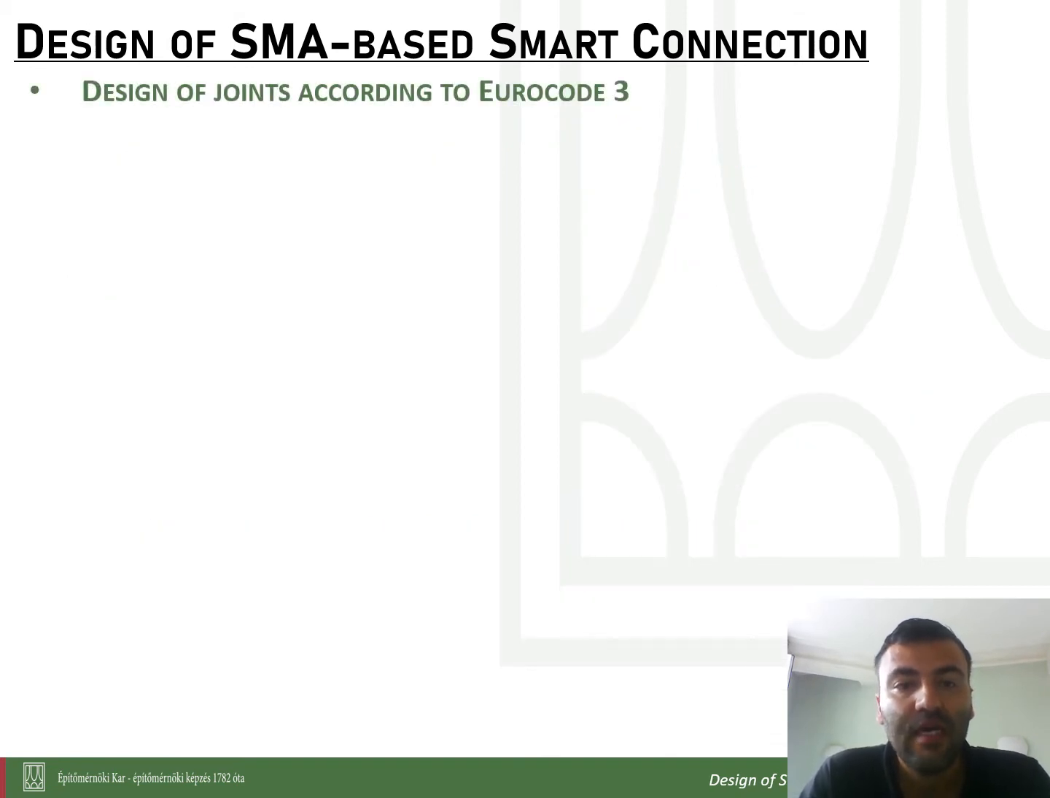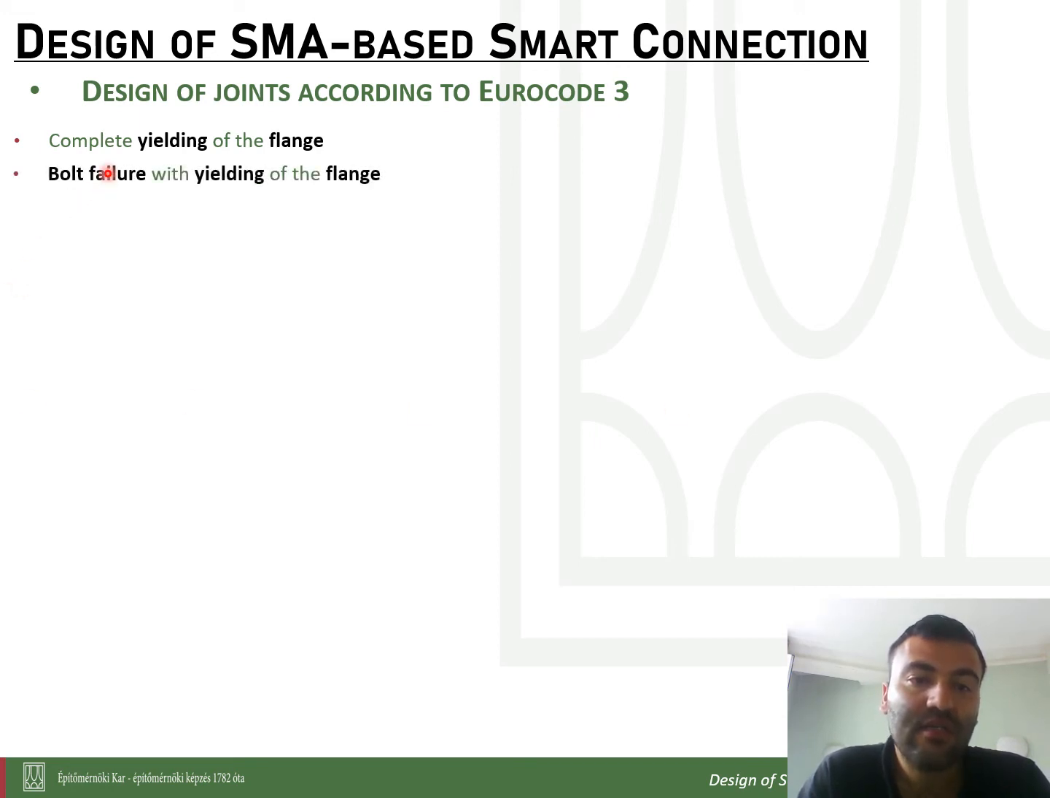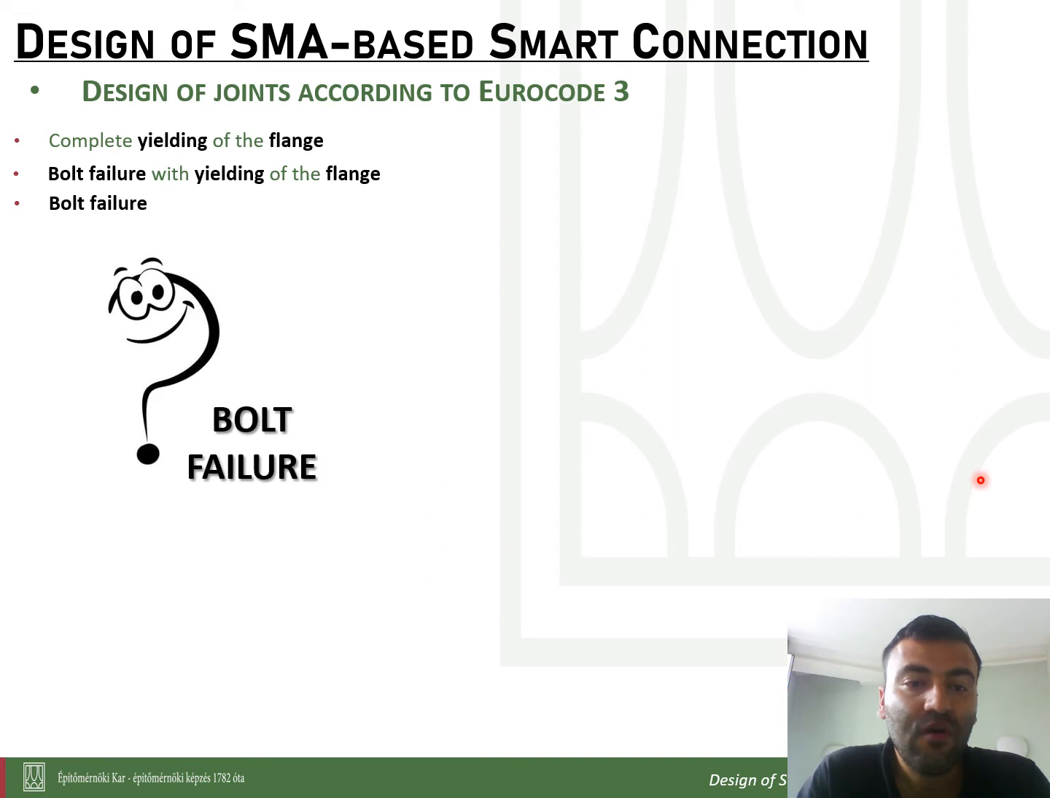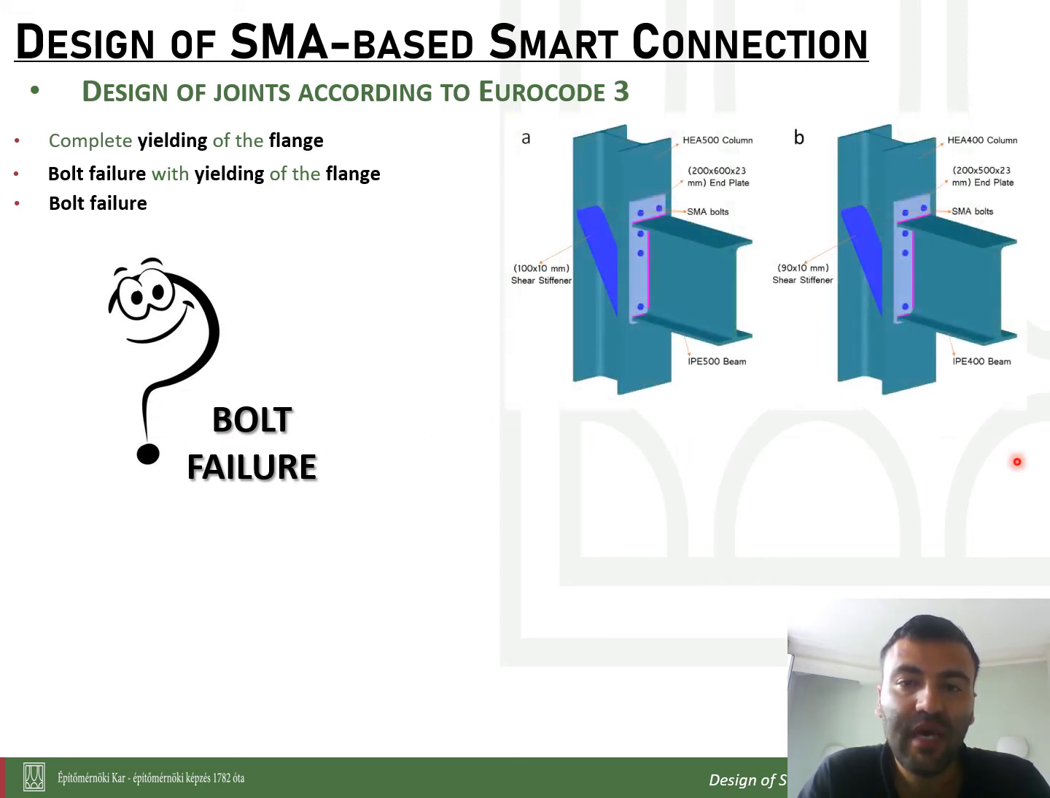Well, the connection design is based on the Eurocode. There are many types of failure of the connection according to Eurocode 3. The majority of them happen either as complete yielding of the flange, or bolt failure with yielding of the flange, or bolt failure. For our case, bolt failure is our favorite governing failure mode in the connection, because these bolts are responsible for providing the hysteresis behavior.